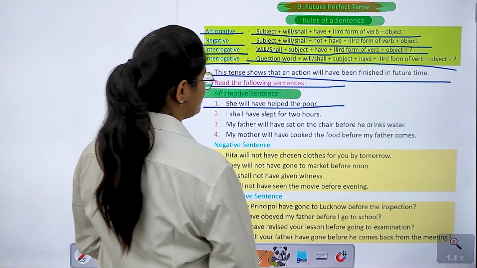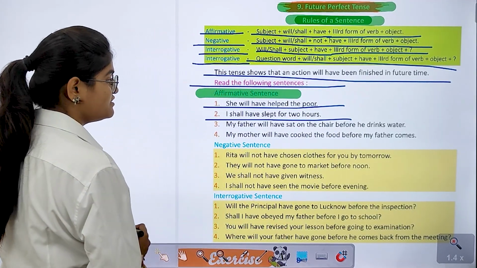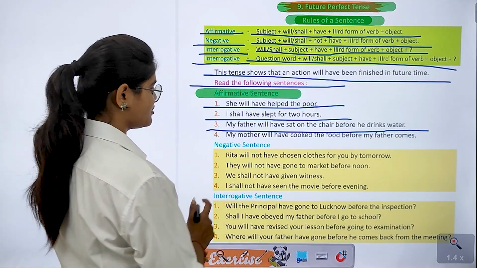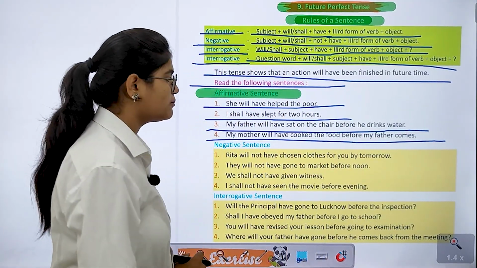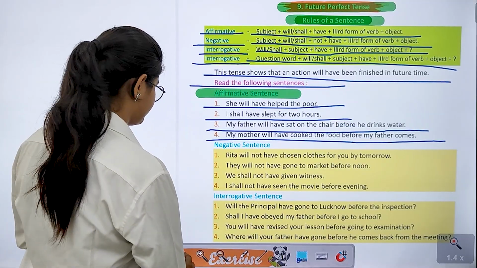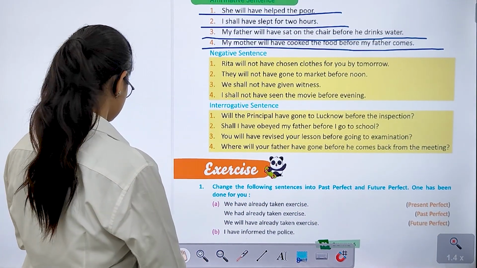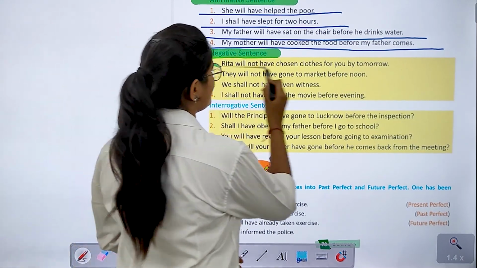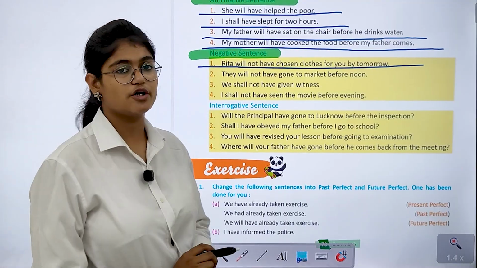She will have helped the poor. I shall have slept for 2 hours. My father will have sat on the chair before he drinks water. My mother will have cooked the food before my father comes. After that, next we have the negative sentences which says Rita will not have chosen clothes for you by tomorrow.